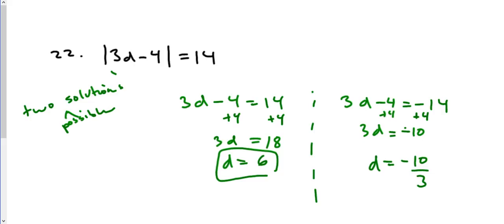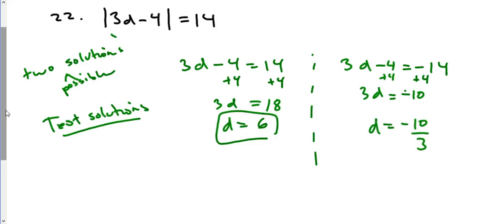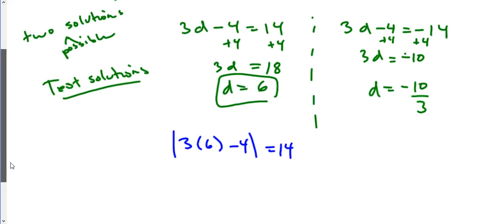All right. Once you have that, you have to test the solutions. See if any are extraneous. That's what we call that other one that we had in the previous problem. All right. So we test the solutions. And from here, we're going to test this out. Plug them in here. So we're going to have 3 times 6 minus 4. Does that equal 14?